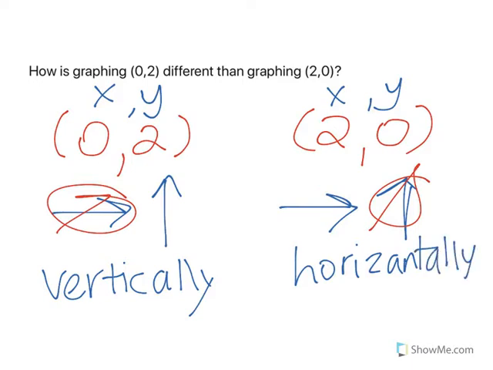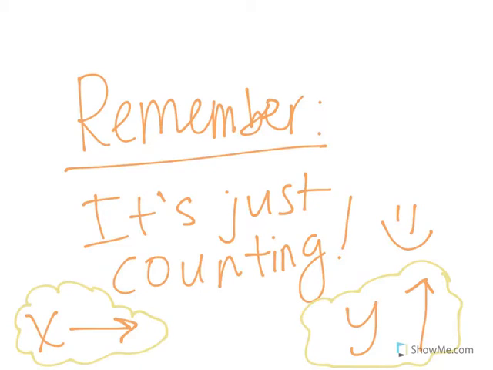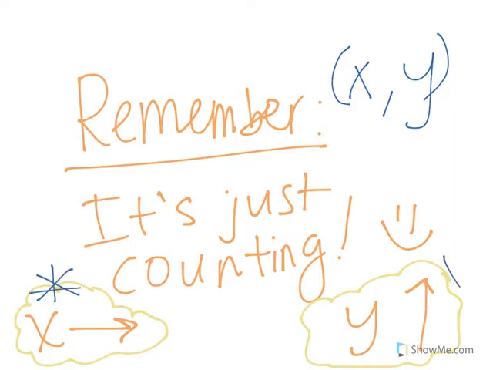horizontally. I think I spelled that right. Horizontally. Okay, there we go. Okay, so again, it's just those little differences. All right, so again, remember, it's just counting. My x-coordinate comes first, my y-coordinate comes second. Remember, our x-axis is horizontal and our y-axis is vertical.